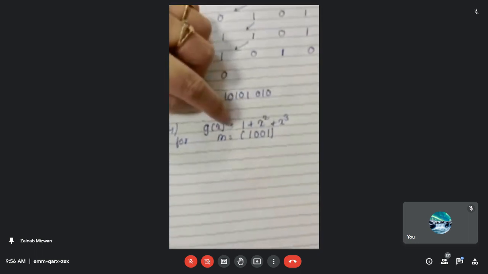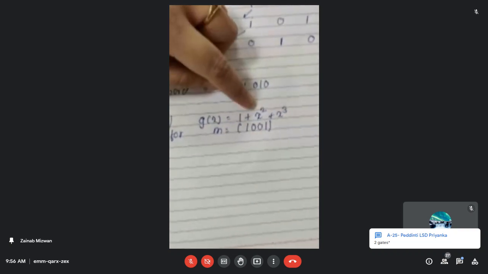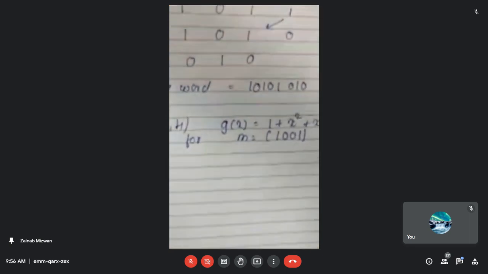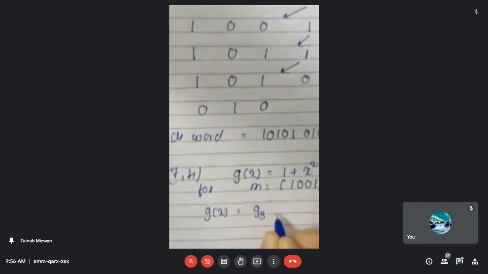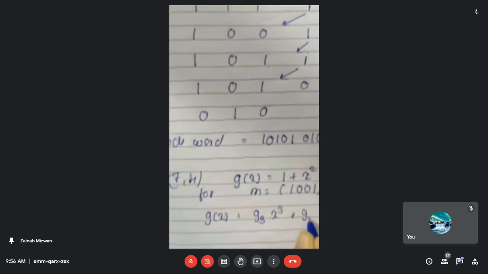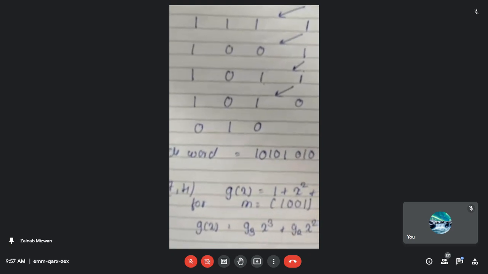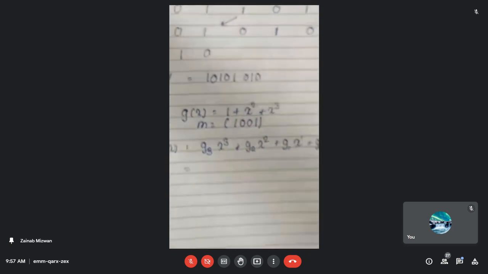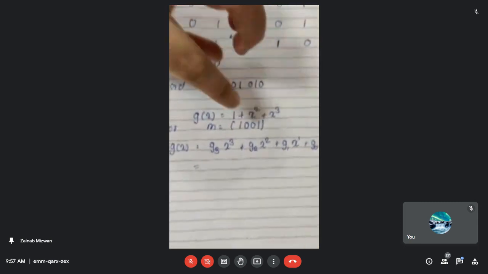Okay. Now here g of x equals to 1 plus x square plus x cube. So yes Priyanka, we will be getting the two gates over here, because when I'm going to write the general equation for g of x, what I'm going to write is g3 x cube plus g2 x square plus g1 x raised to 1 plus g0 x raised to 0. When you're going to compare, we are not going to write every time for the g3 and g0 because these are the default values. Cube and the 1 will always be there.